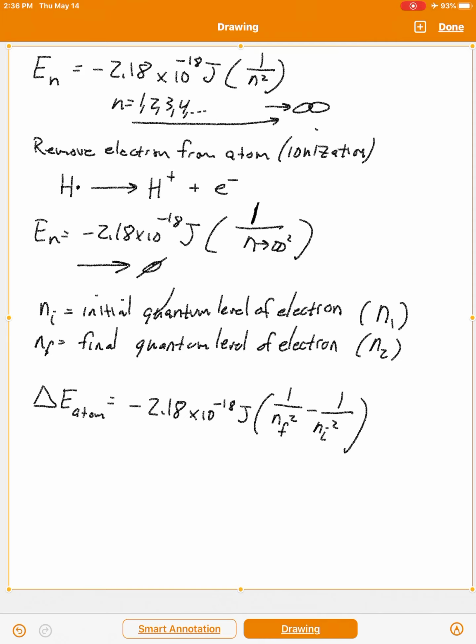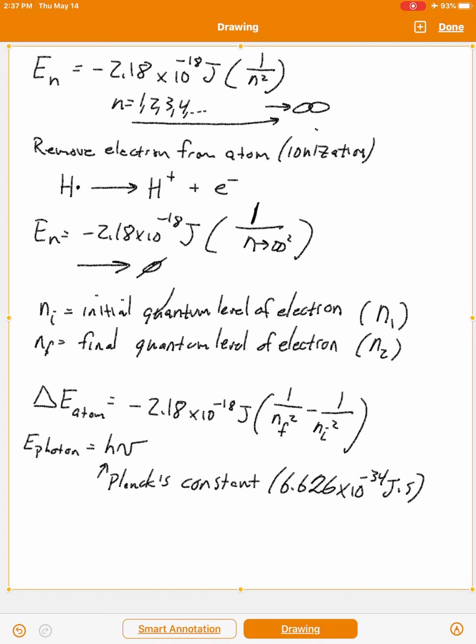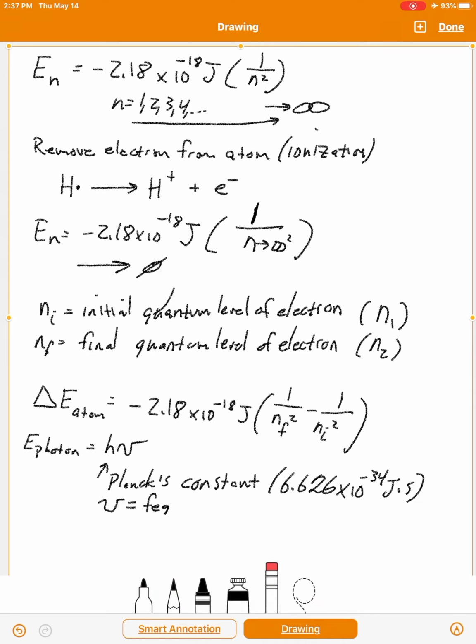Now, the energy of a photon is equal to h times the frequency, h nu, right? Remember, this is Planck's constant, and that has the value 6.626 times 10 to the minus 34 joule seconds. And then the frequency, and that's typically in hertz, or 1 over seconds.